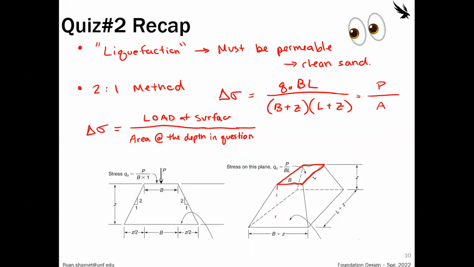Just keep that in mind, because this equation is good if you're using rectangles, but if you have a circle or any other weird geometry, you can't use this one because this is only for rectangles. And that was a question I saw on the PE. So it wouldn't surprise me if you see this on the FE or in the future on the PE.